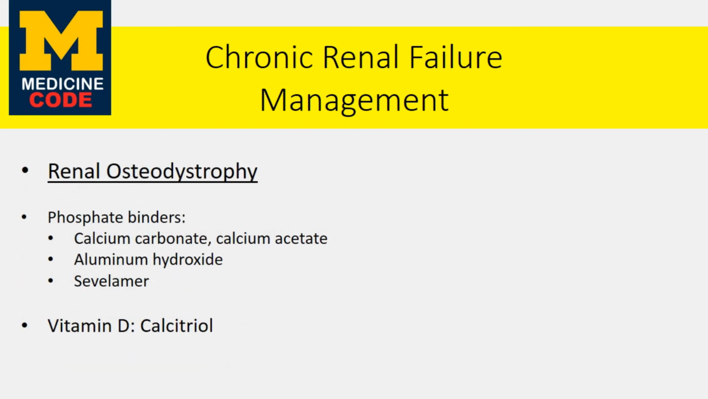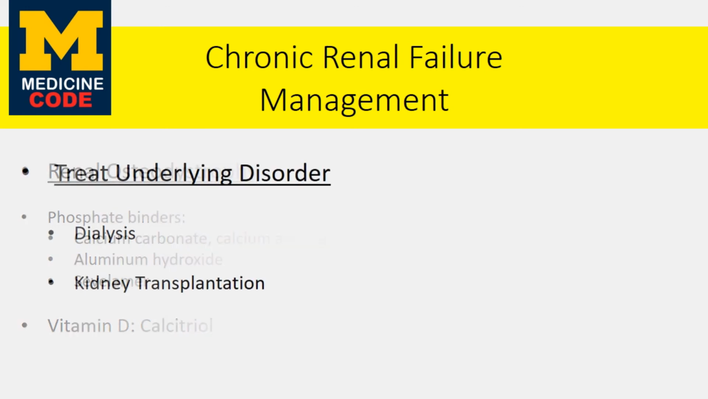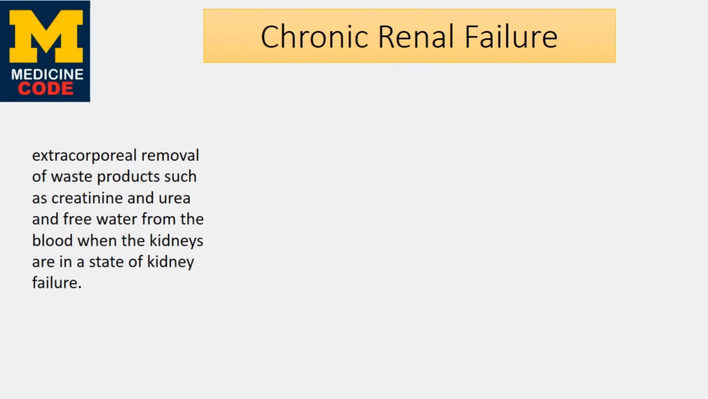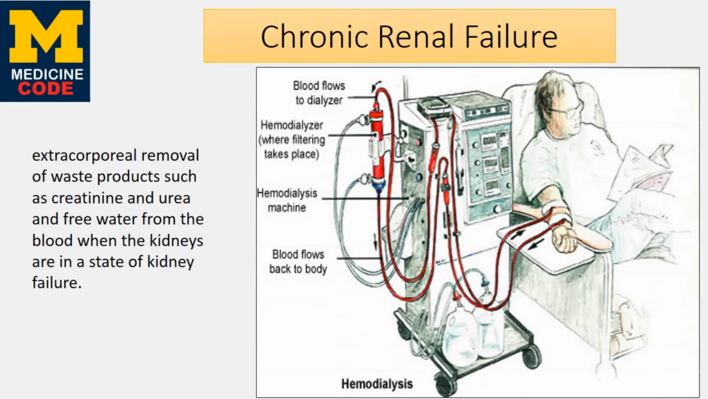Renal metabolic bone disease is treated with phosphate binders like calcium carbonate and aluminum hydroxide. Vitamin D is also supplemented. Ultimately, a patient with chronic kidney disease will have to undergo dialysis or kidney transplantation. There are two types of dialysis, hemodialysis and peritoneal dialysis. The picture here is hemodialysis.